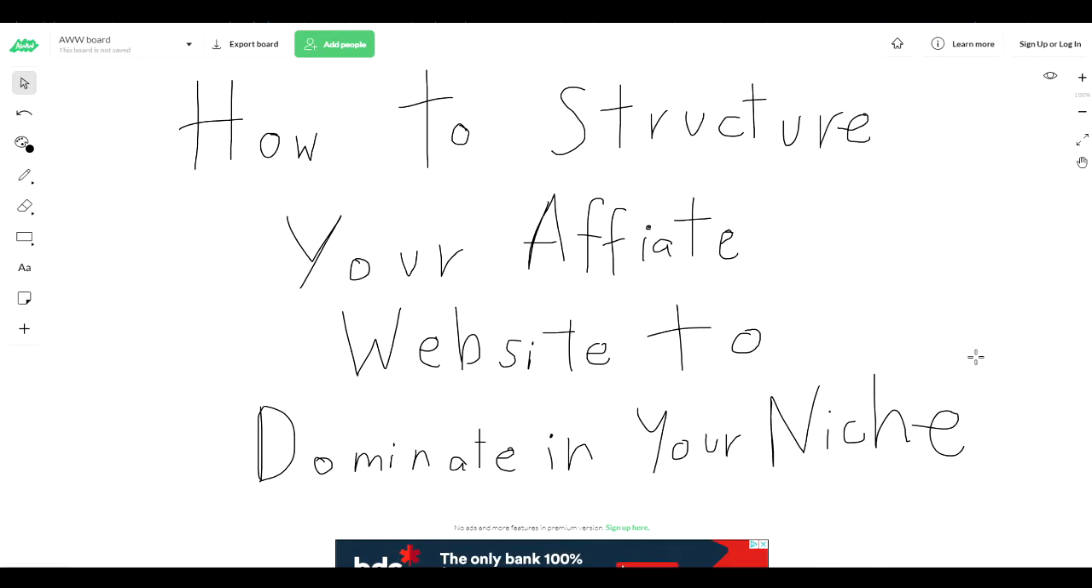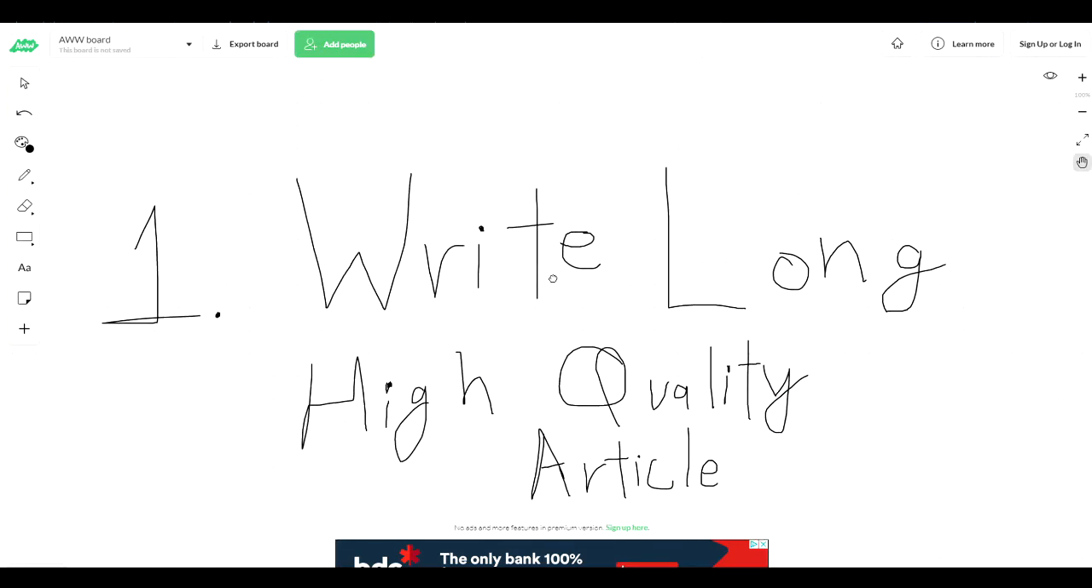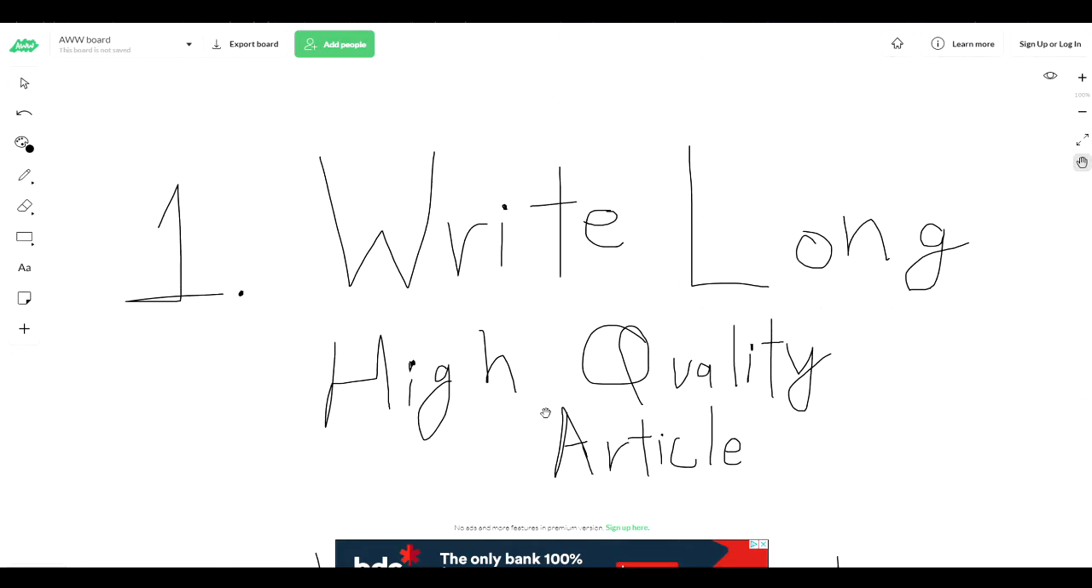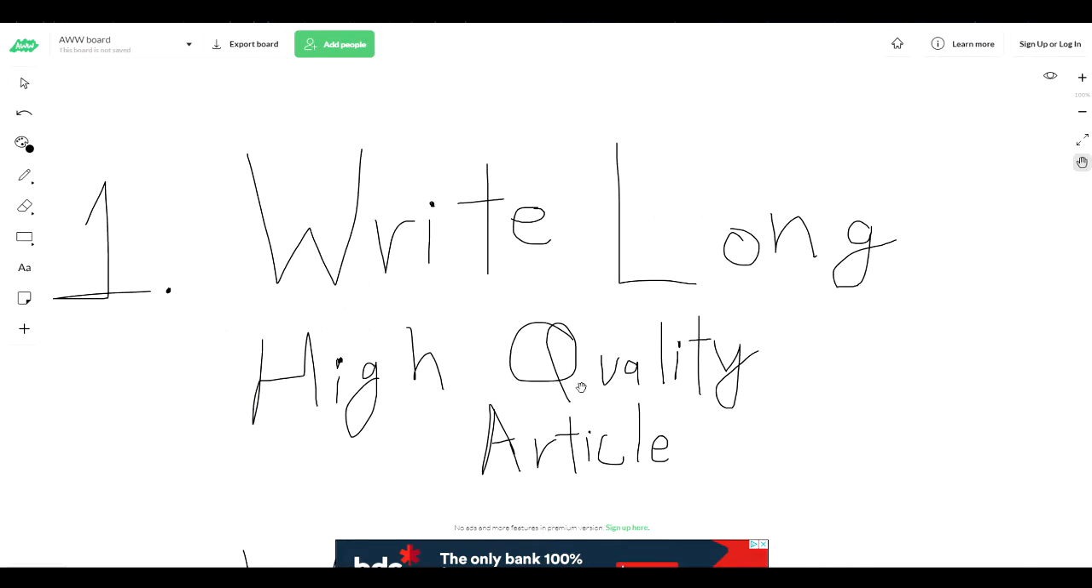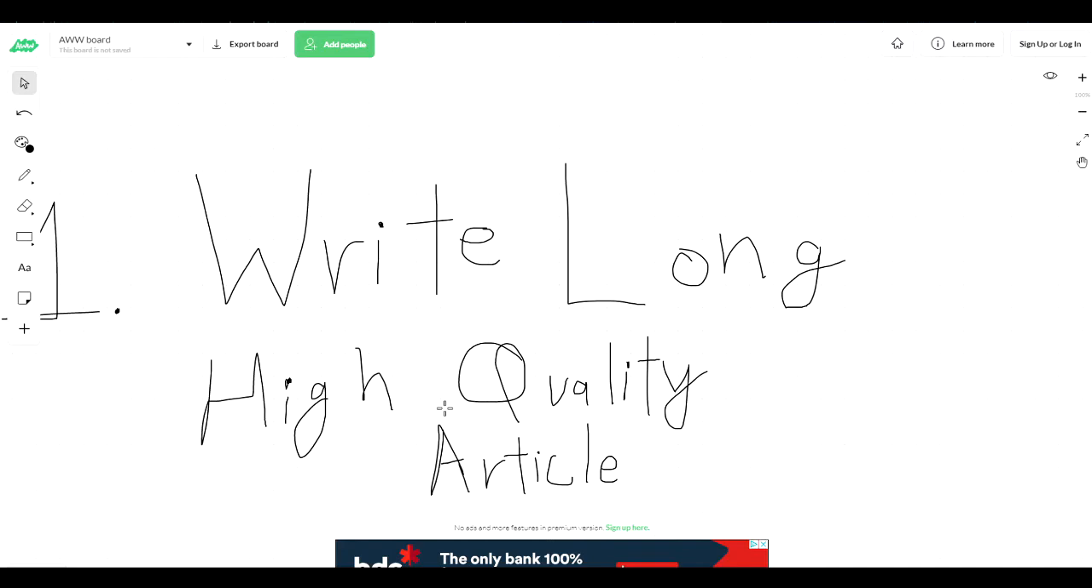I have 5 different points to cover. First off would be to write long form, high quality articles, okay? Which is so important nowadays, especially in 2020, because there's a lot more competition than it used to be, right? Back in the day, all you had to do was keyword stuff and write really short articles, and you'd start ranking on Google. But nowadays, you really need to write super long form content, which is super high quality.